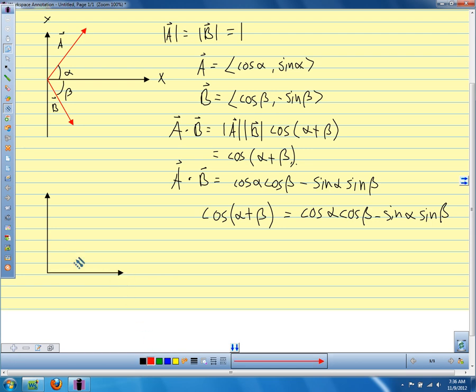If we did our vectors this way, if this is A and this is B, and that's alpha, and that's beta, and we do the same process to our vectors this way, I would get the difference identity for cosine.